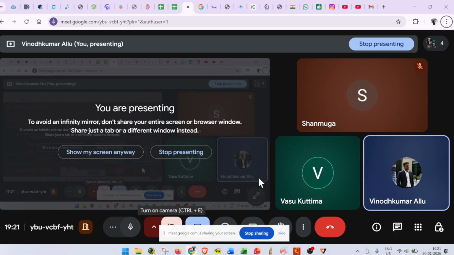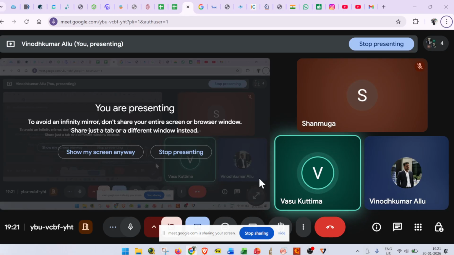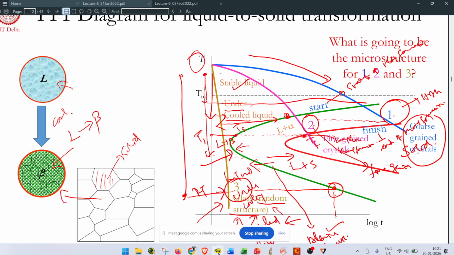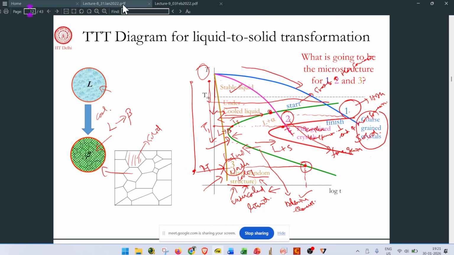So pro-eutectoid steel, pro-eutectoid alpha ferrite, you didn't discuss that one. What is that? I have discussed it. Just a moment, I will show you.